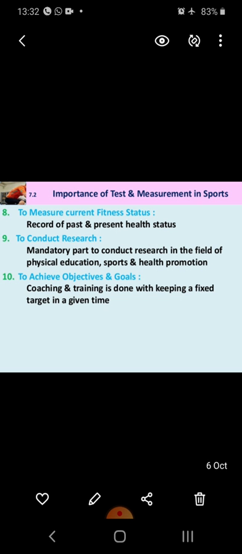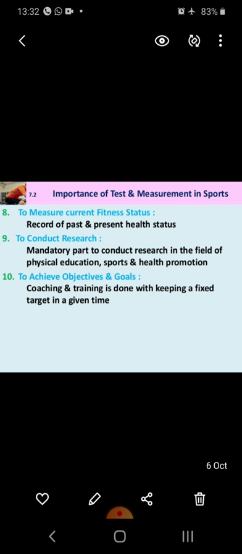And many times you can say that research studies show more than 50% are obese in India. So how can you say this about a large number of people? You are conducting research and studies. So test and measurement is also helpful in conducting research and case studies.